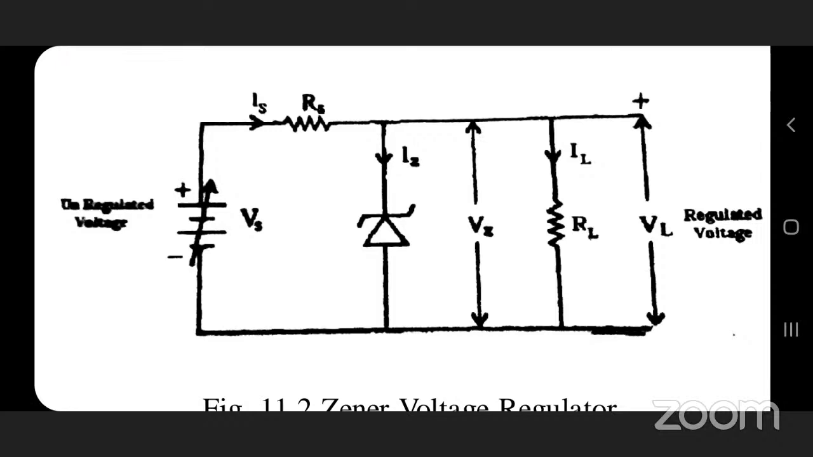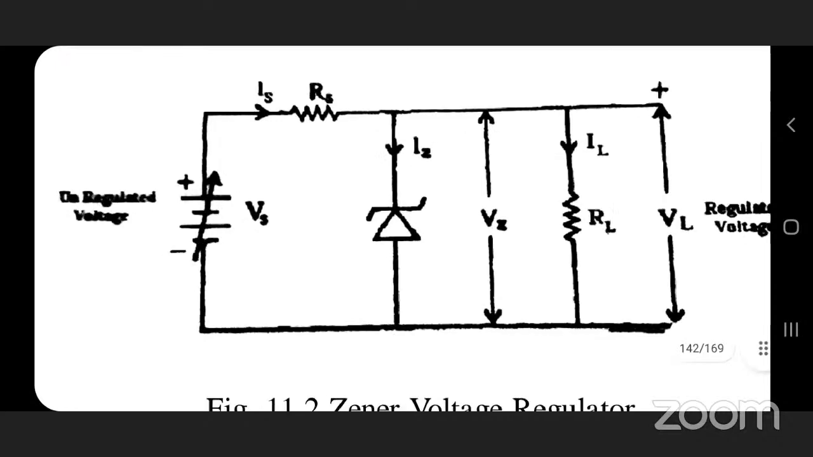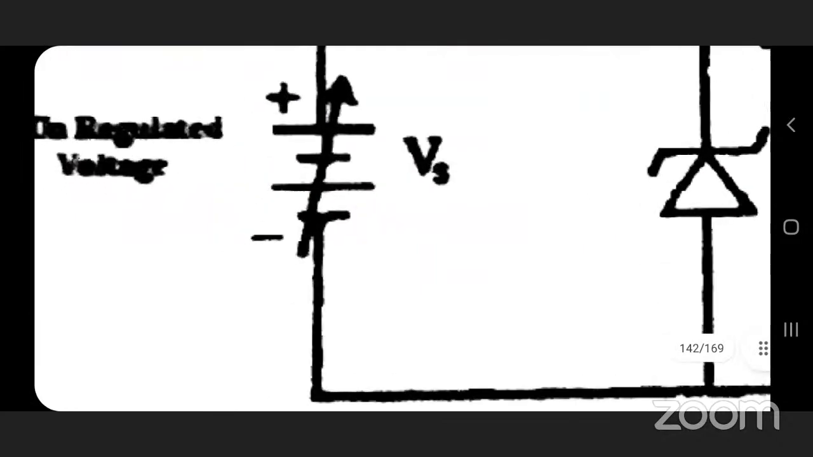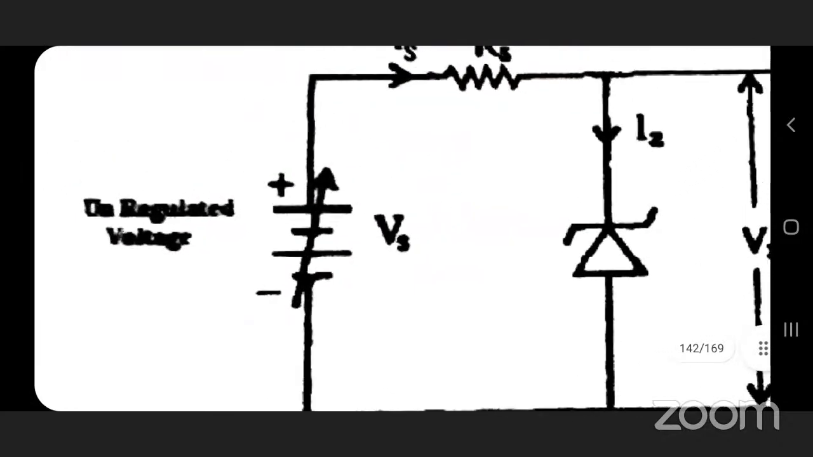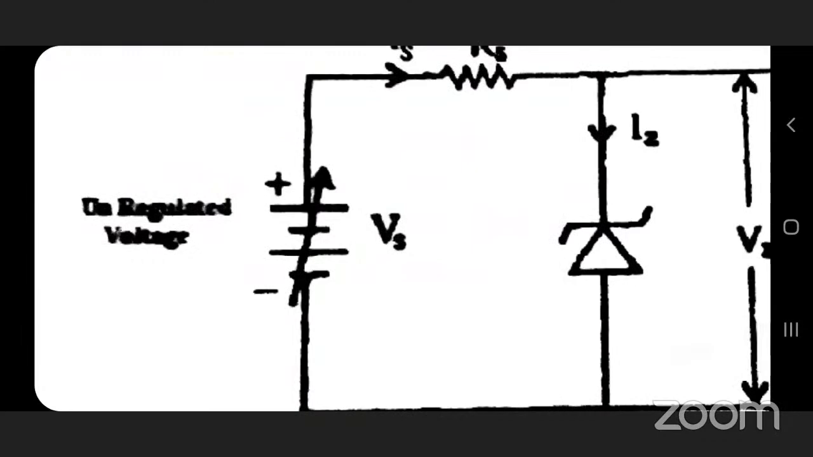Next, see the figure here. There is an unregulated voltage. Unregulated, so that is to be noted here, Vs. That is a signal voltage, AC main supply. Here a DC supply is there, because batteries are there. So this is an unregulated power supply here.